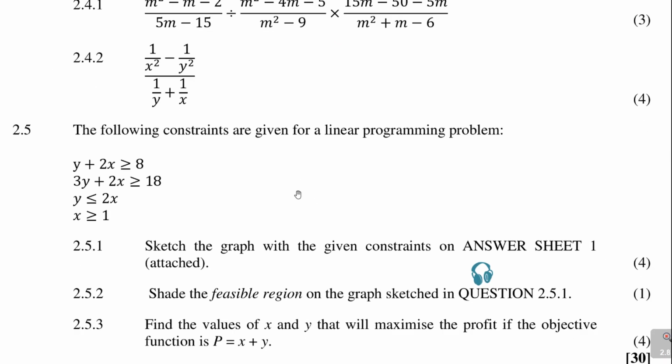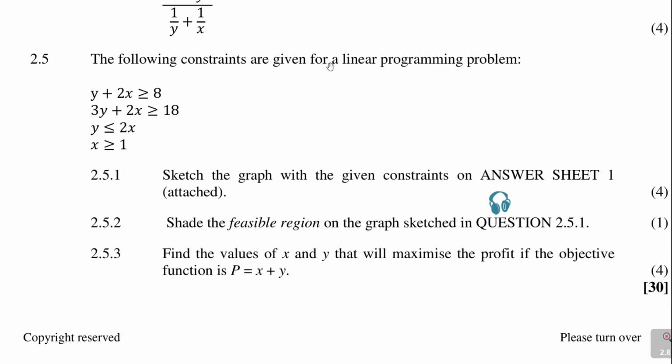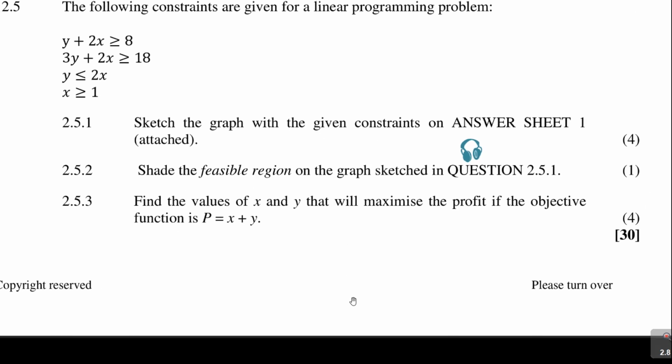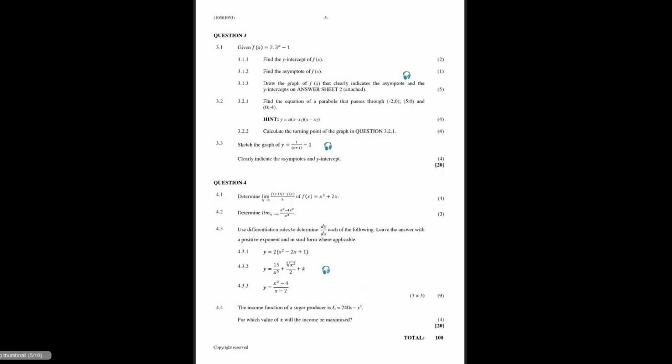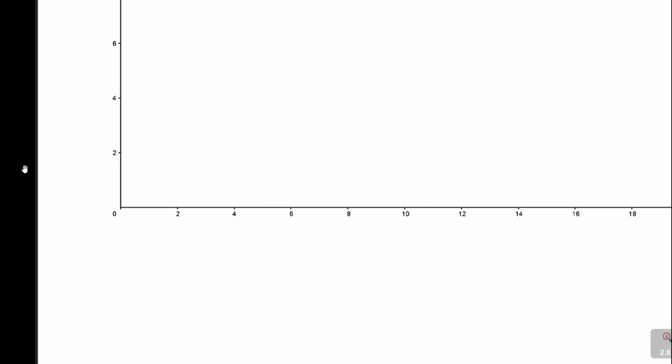Then let me look at the last one there. It says the following constraints are given for a linear programming problem. Then it says sketch the graph with the given constraints in answer sheet 1 attached. Can I see that answer sheet 1 attached? Oh, there it is. Okay. I think I can take those equations and bring them here. It will make things easier for me.